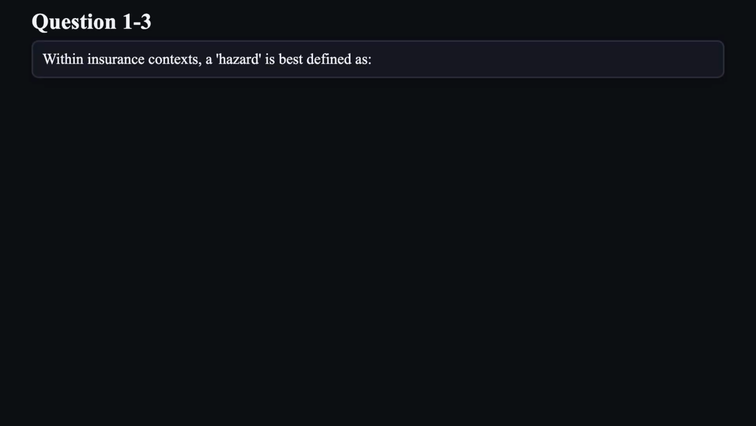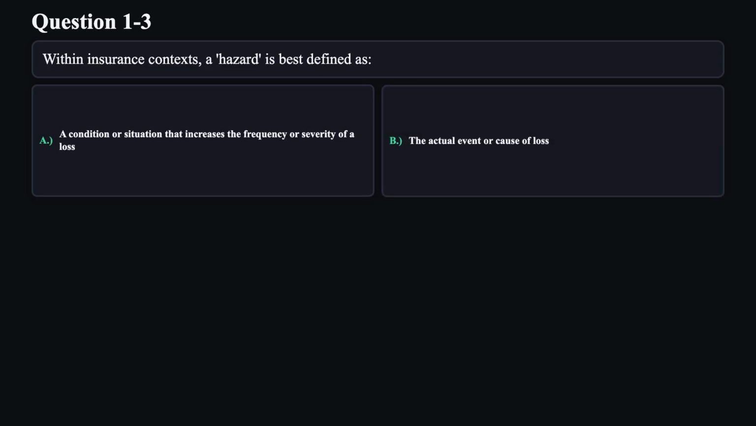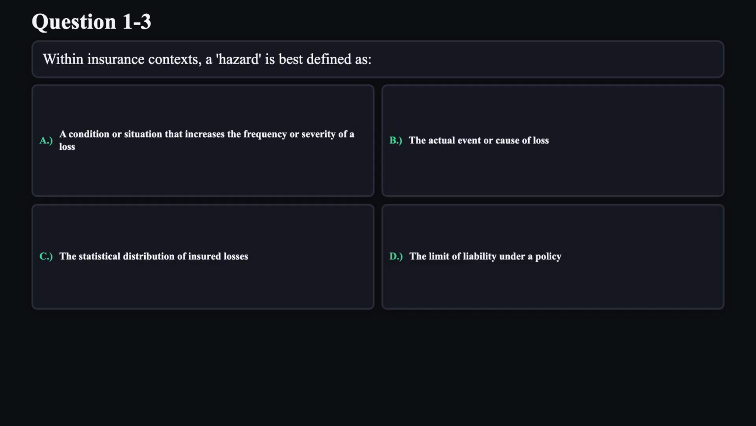Question 3. Within insurance contexts, a hazard is best defined as A. A condition or situation that increases the frequency or severity of a loss. B. The actual event or cause of loss. C. The statistical distribution of insured losses. D. The limit of liability under a policy.